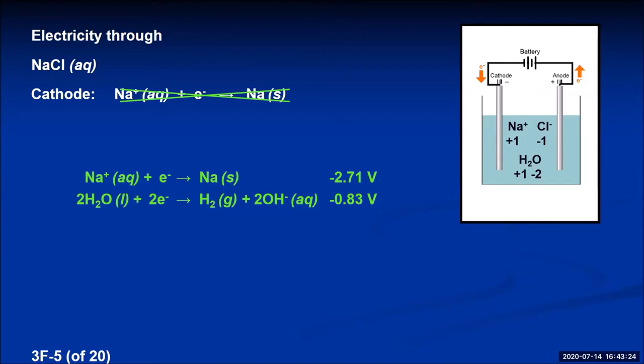But every once in a while, the water's reduction potential will be a little bit more towards the positive side, and therefore that reduction is going to occur instead. So when you have a metal like sodium that's a really reactive metal, it's going to wind up having a very negative reduction potential.